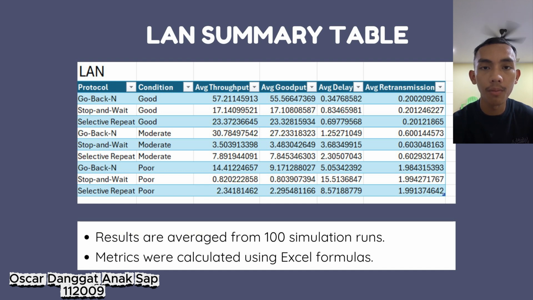Selective repeat performed better than stop and wait, but it still could not match the throughput achieved by go back N. Under poor network conditions, throughput dropped significantly and the retransmission rate increased for all protocols. This result demonstrates that network quality has a major impact on ARQ protocol performance, particularly in wireless environments.